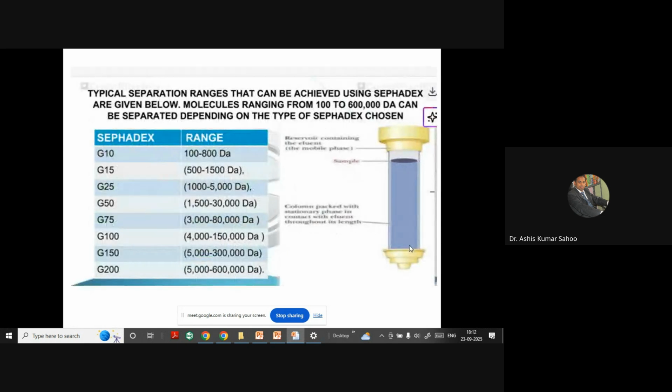So these are the different ranges of molecular weights. The typical separation ranges that can be achieved using Sephadex are given below: molecular range, G10, G15. Depending on the type of Sephadex, it is used for different ranges of molecules.